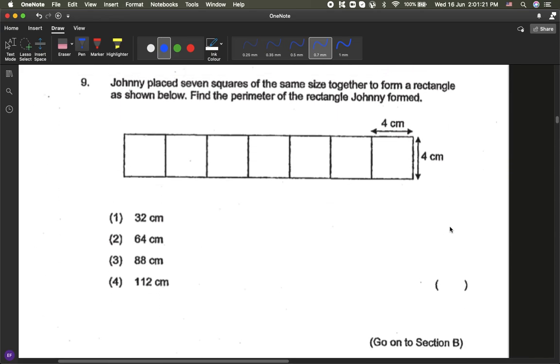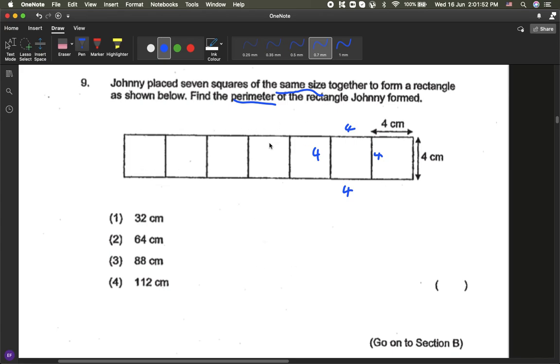Okay. Johnny placed 7 squares of the same size together to form a rectangle as shown below. Find the perimeter of the rectangle Johnny formed. Now, the question says that the squares are of the same size. So this means that all the sides of the squares are equal to 4 cm. So this is 4, this is 4, this is 4, this is 4. Same goes for all the other sides.